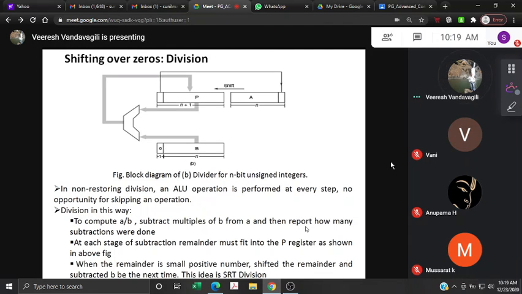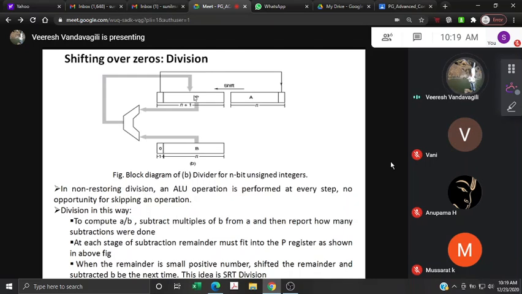As my friend explained, there are two methods for division: one is the restoring method and the other is the non-restoring method. In the restoring method, first P and A are shifted left. Then P minus B is done, that is the subtract operation, and the result is stored back in P.